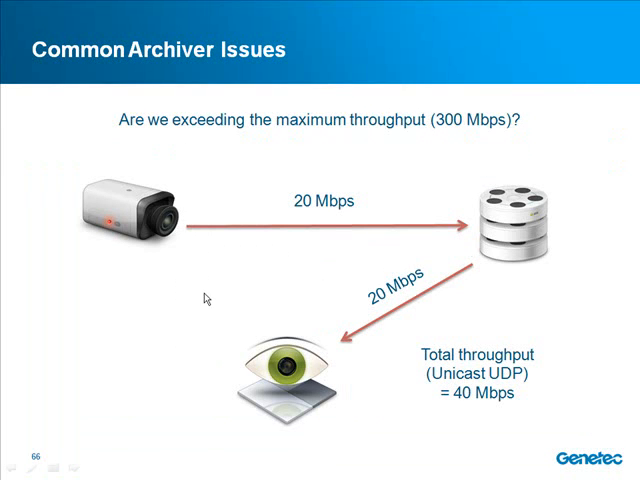Now, earlier in the webinar, we mentioned the maximum throughput of the archiver, and it must be under 300 megabits per second, and we want to double check that, especially in this case. Remember that if the archiver is sending out video streams to the clients, you need to count that in the total throughput.